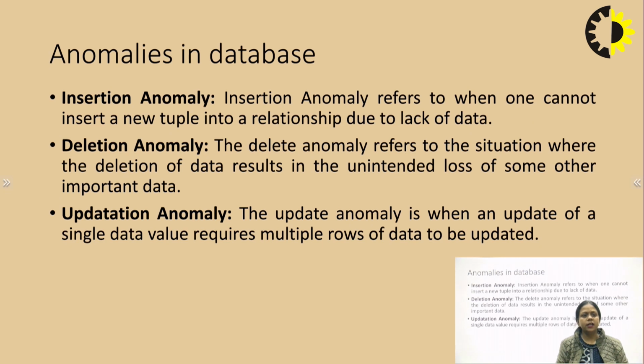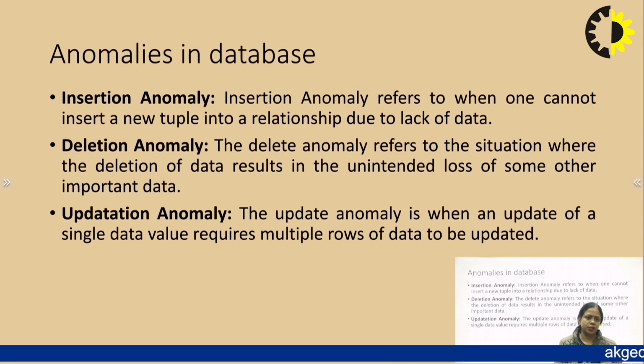Second one is the deletion anomaly. Deletion means we will delete or remove some particular data from the table. The deletion anomaly refers to the situation where the deletion of data results in the unintended loss of some other important data. So when we want to delete a particular record from the table, it will also remove some important data from the database, which is a problem known as a deletion anomaly.